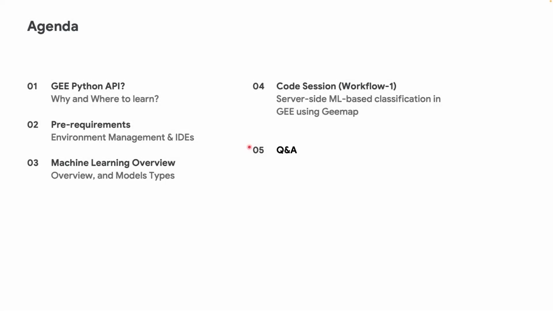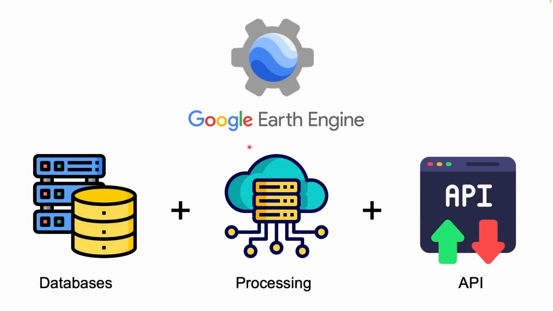So overall, the workshop is divided into two broad sections. The first section will focus more on a brief introduction or overview of the background, like the Python API or machine learning. And the later part will focus more on the practical coding section in Google Colab. So this is the overall agenda for today's workshop. And let's talk about the Python API.